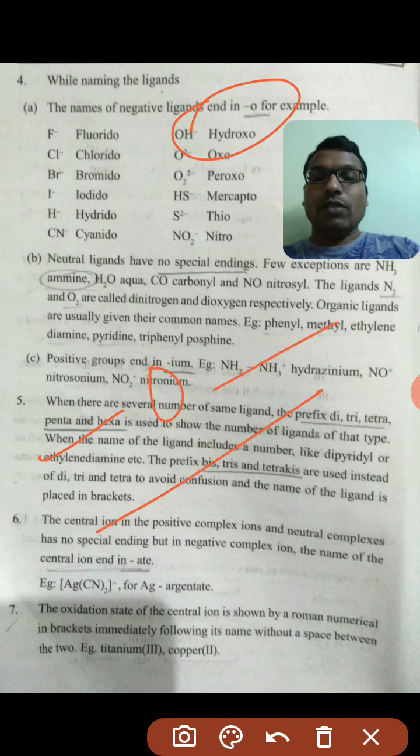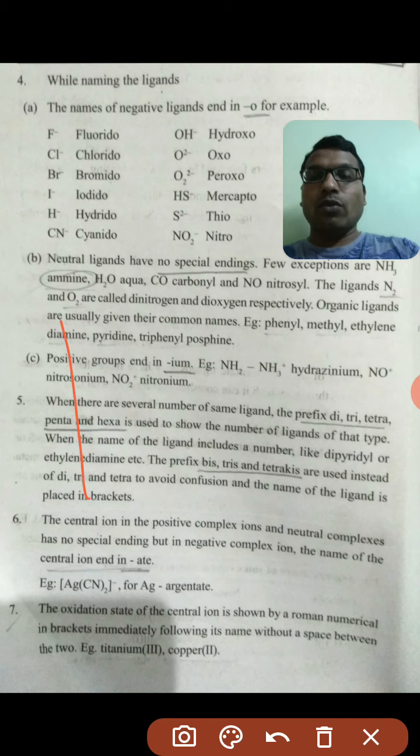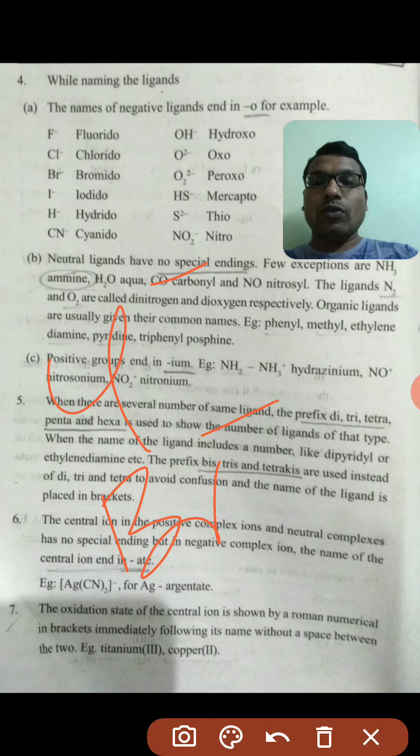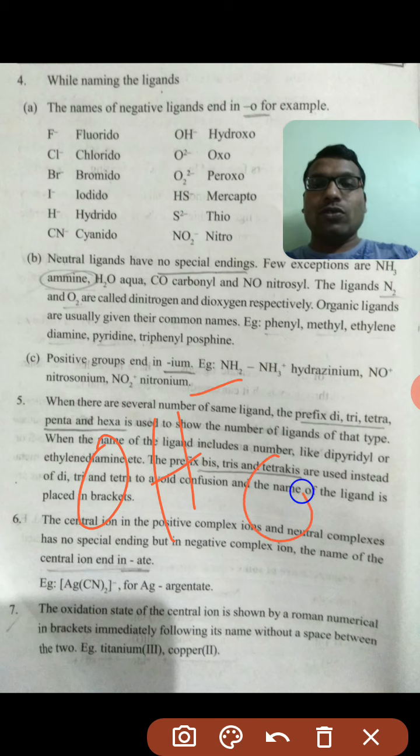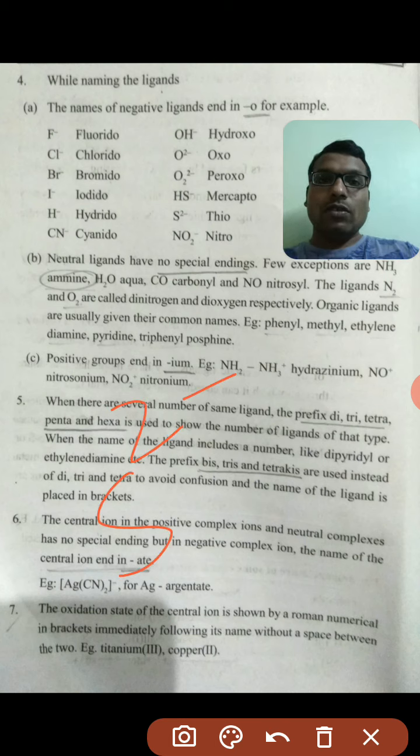It always ends with what? O. Suppose fluoride, F minus, it is a negative ligand, which is fluoro. Next you can write chloro, bromo. Always ends with O. Suppose hydrido, hydroxo, oxo, thio. These all come under negative ligands. So the negative ligands always end in O.